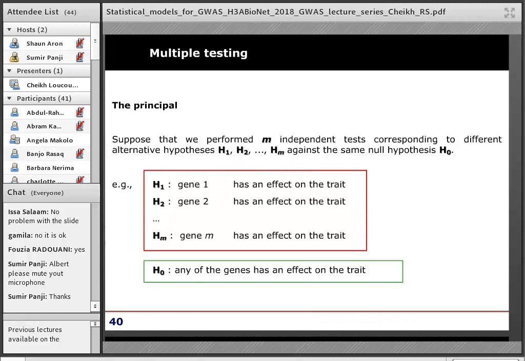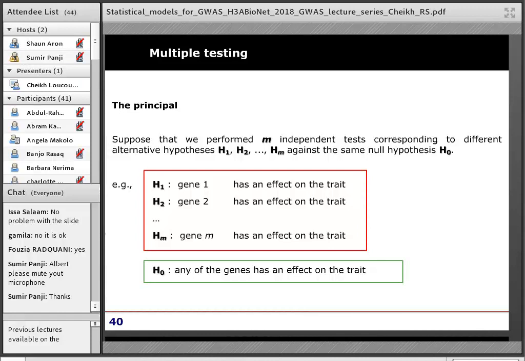And here I have time to show you the multiple testing principle and the family-wise error rate definition and the proposed method for correction. Here the principle of multiple testing is you suppose, like in GWAS, that you are performing M independent tests corresponding to the different alternative hypotheses. For example, if you have M genes to test, so you have H1, H2 until HM, you are testing them against the same null hypothesis H0.